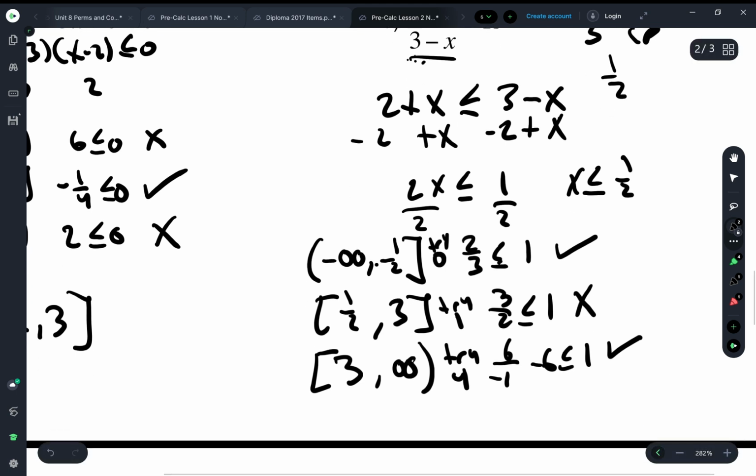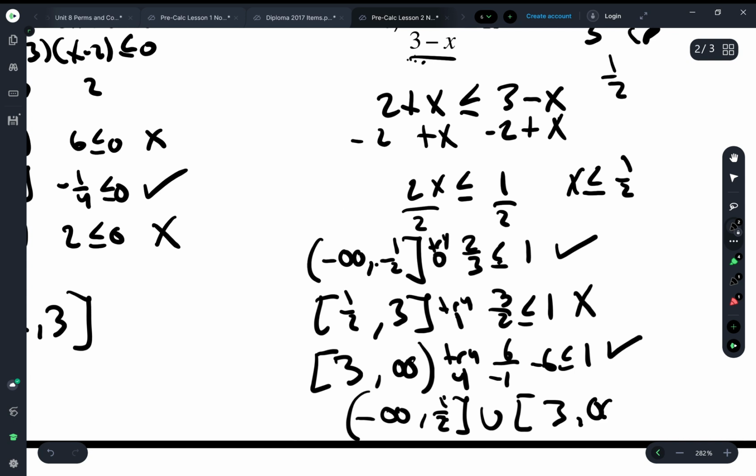So your answer again is a union of negative infinity to 1/2, square bracket, 3 to infinity, round bracket.